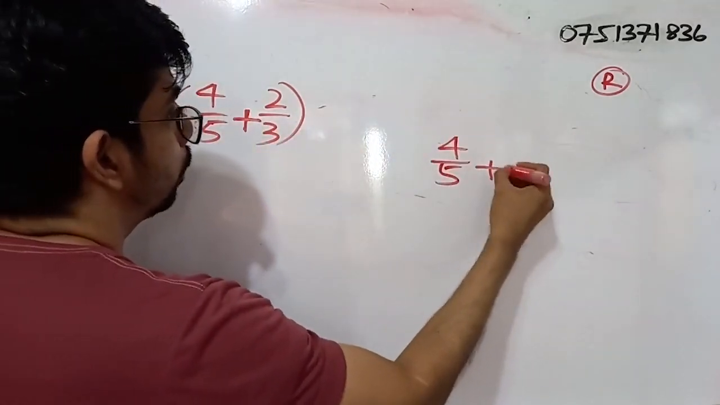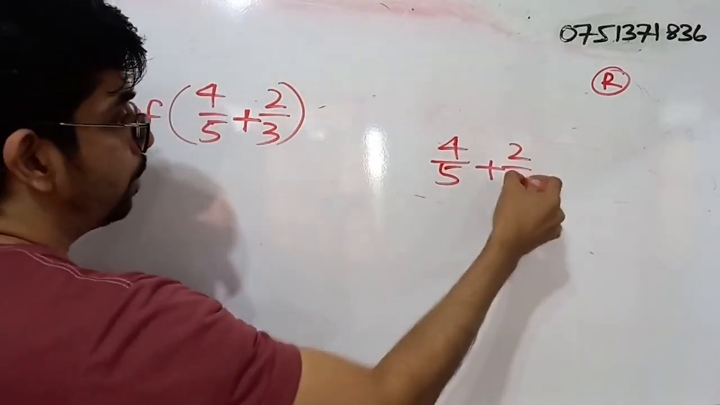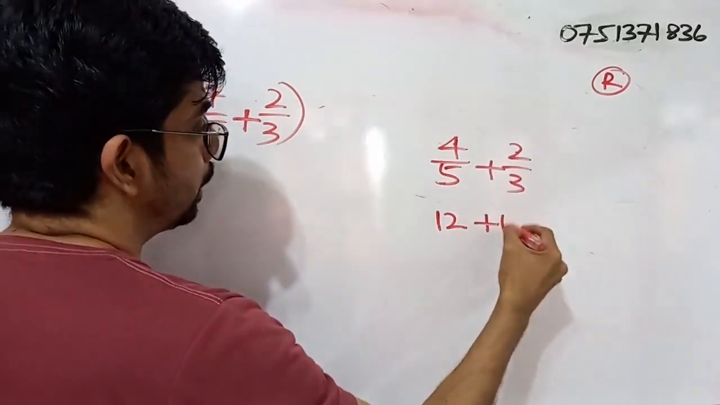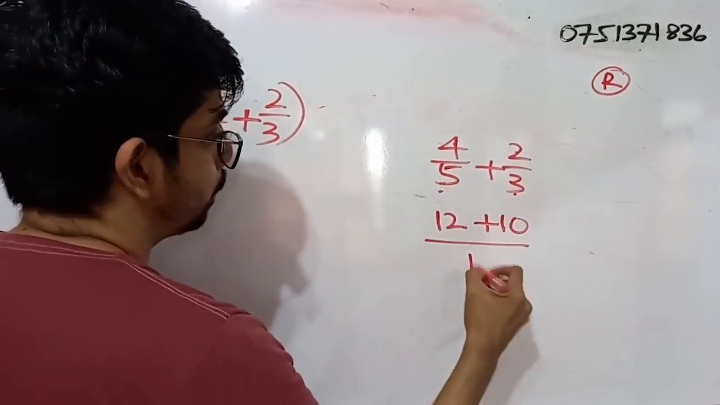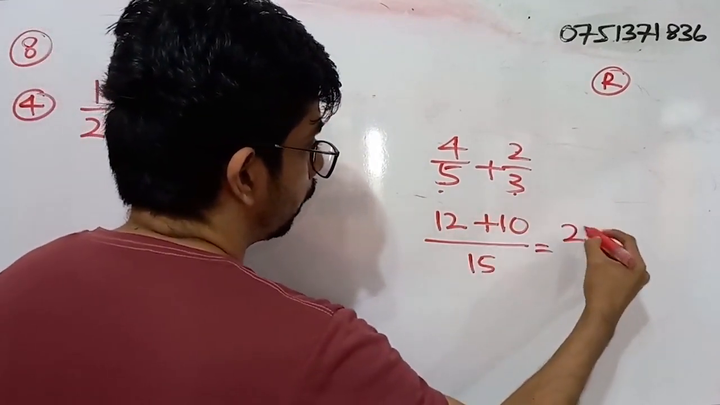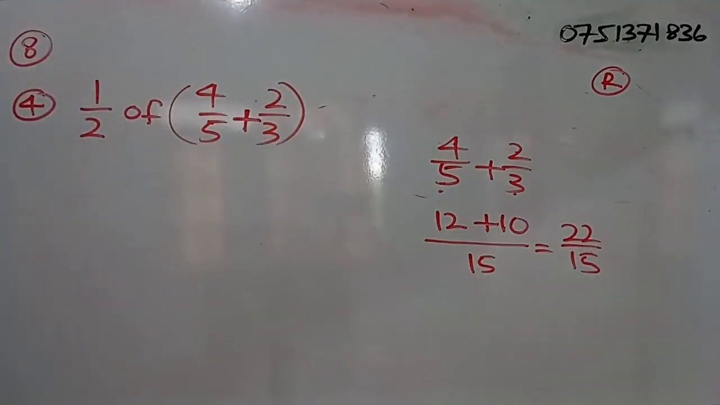5 plus 4. So we have to add 2 by 3, no? So 4 times 3, that is 12. 5 times 2, that is 10, right? Then 5 times 3, that is 15. So it will be the denominator. So here the output will be what? 22. 22 by 15, right?